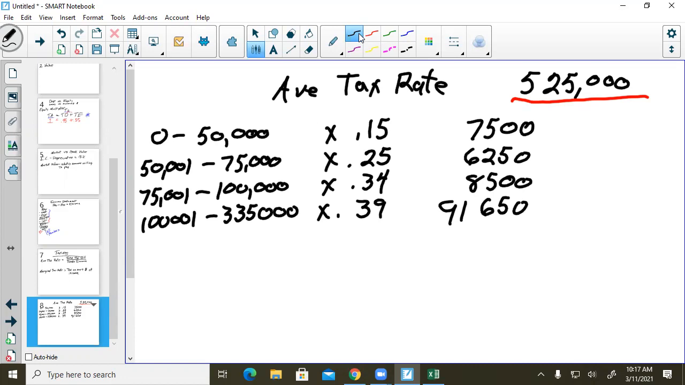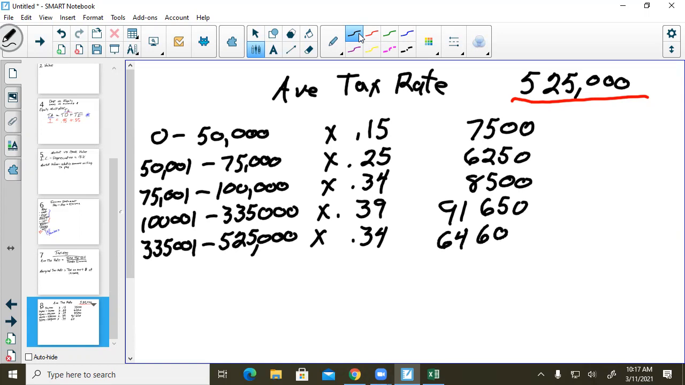All right, now look at the next bracket though. The next bracket goes from 335,000 to 10 million. But you didn't get up to 10 million. You only got to 525,000. So we got 335,001 to 525,000. So you increased your business by what is that, $190,000. But to reward you for that, we're going to knock off 5% on the tax. Now it's only 34%. So what do you pay there? 64,600. Okay.